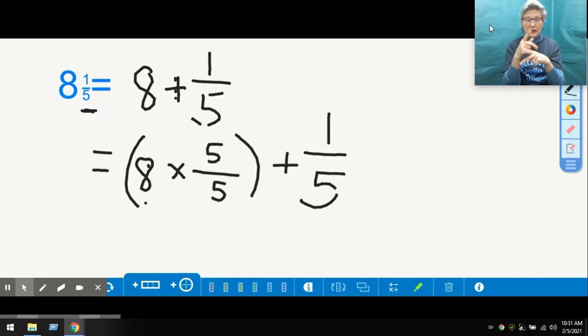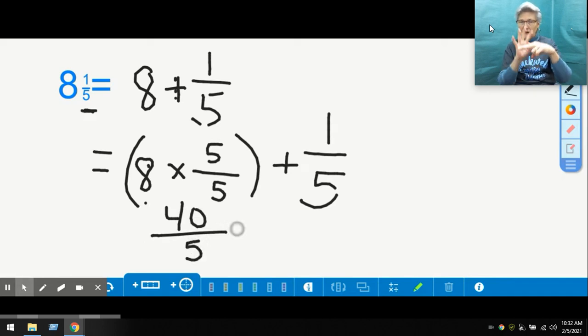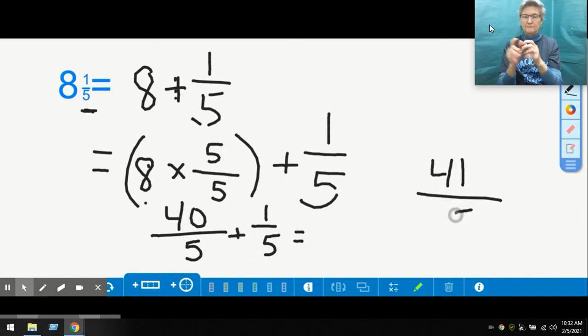So now let's solve. Well, 8 times 5/5, I know to multiply my whole number by my numerator. So 8 times 5 is 40, and my part stays fifths. So I get 40 fifths plus 1/5 for my final product of 41 fifths. I'll write that over here so we have a little bit more space.